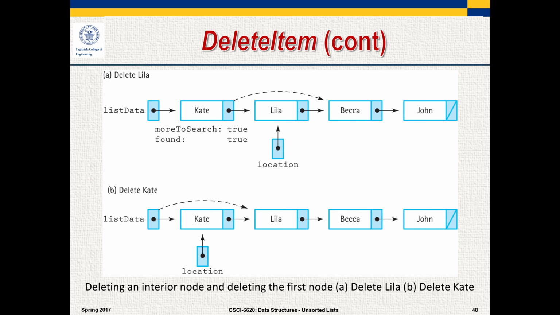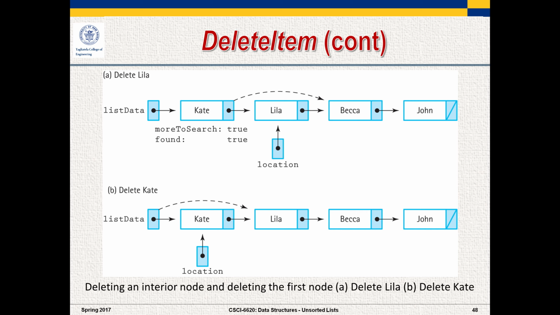So then after you do that, and this is what I meant about doing things in the proper order, as long as you do it in that order, then you can delete the Lila node, and Kate will now be pointing at Becca. You'll have cleaned up the memory, and the list will be one element shorter, Kate to Becca to John.